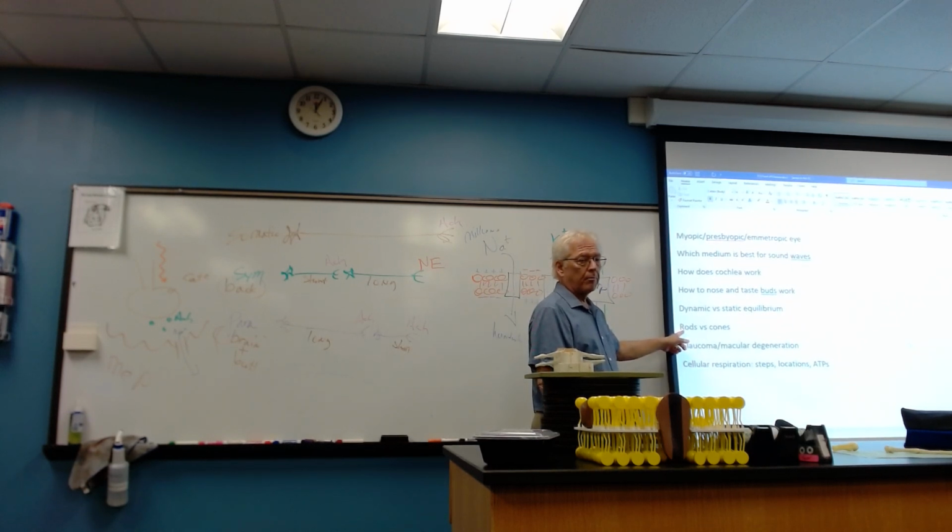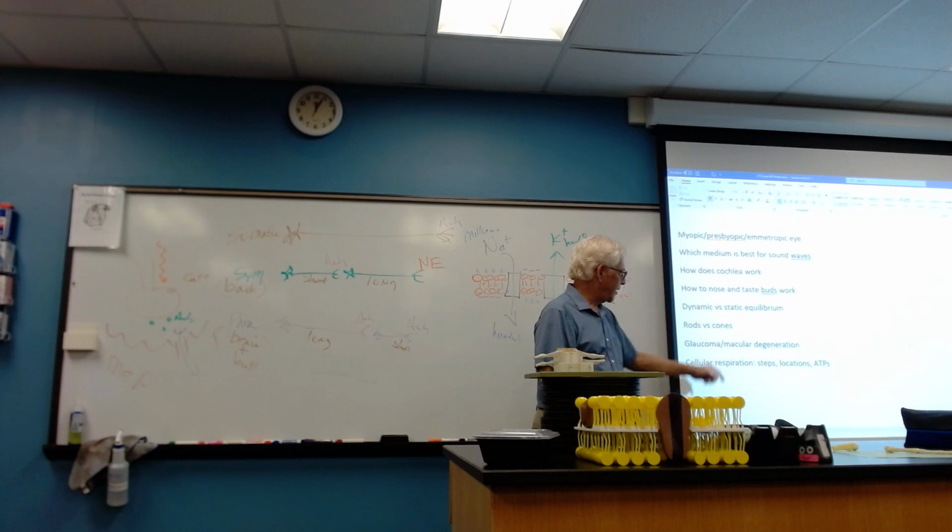What do rods see? Black and white. They don't see darkness, they see black and white. So they only work in the dark. What do cones see? Color. So they only work in the daytime light. Got it? Okay.